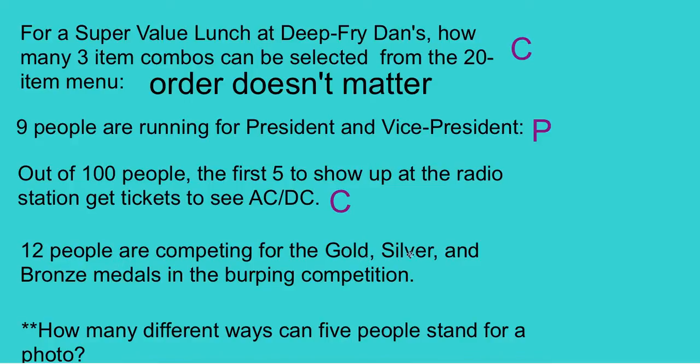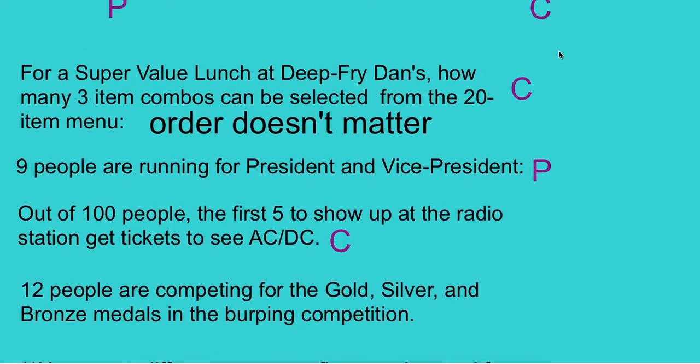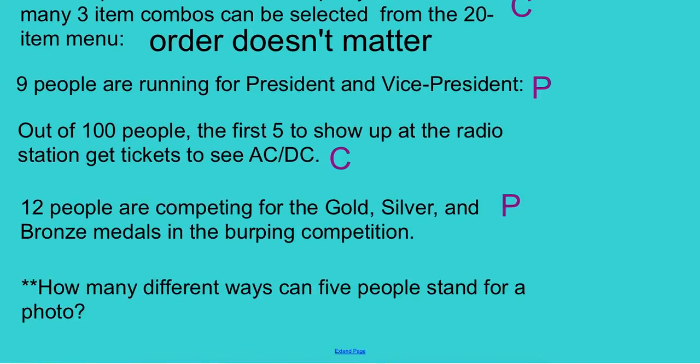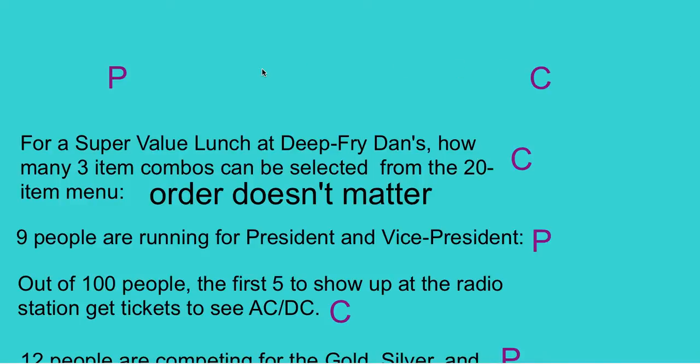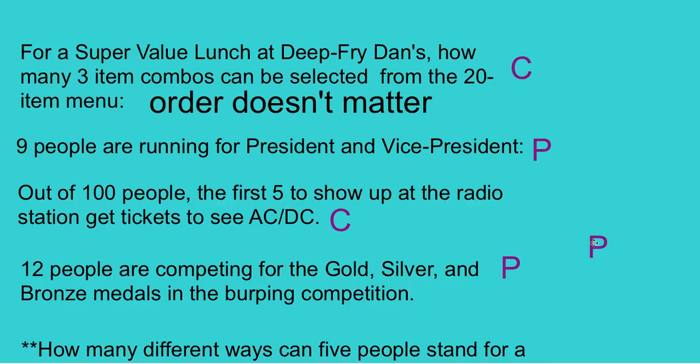If you're competing for gold, silver, and bronze medals, it's kind of like the president, vice president thing. That's a specific job assignment or a specific role that you're filling. So that would be considered a permutation. Okay, and then the last one, if we're taking a photo and we look at all the different combinations of photos, order definitely matters there because it's a completely different arrangement based upon the people in the picture. So this one would be considered a permutation.